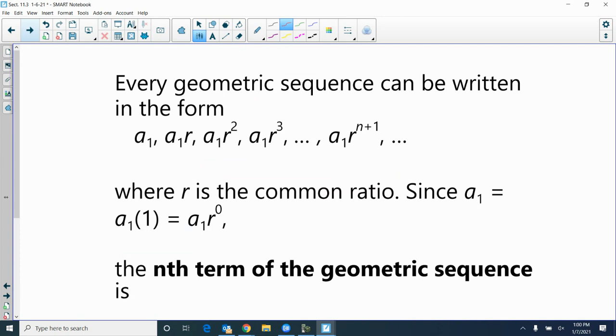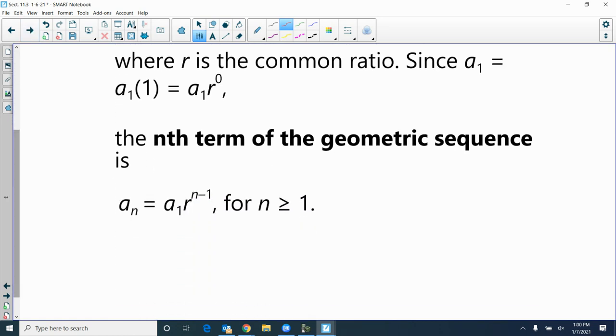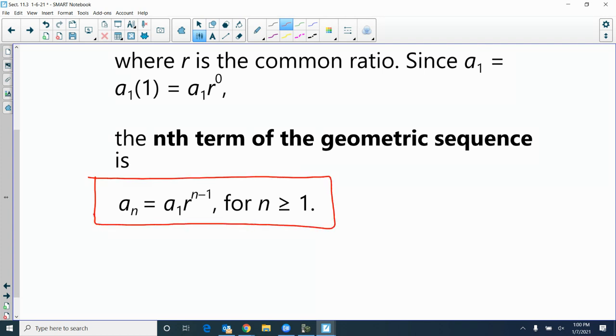Now we want to do the a sub n, like the general form, like we did for arithmetic. For arithmetic, a sub n was a sub 1 plus n minus 1 times d. That was for arithmetic. For geometric, the nth term, a sub n, is determined by this formula. A sub n equals a sub 1 times r to the n minus 1.